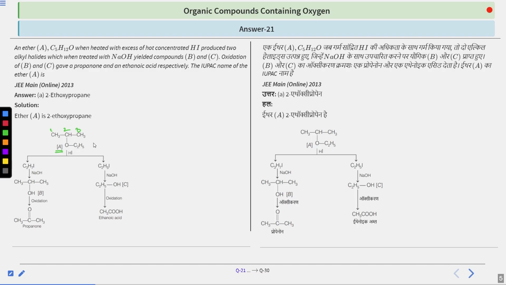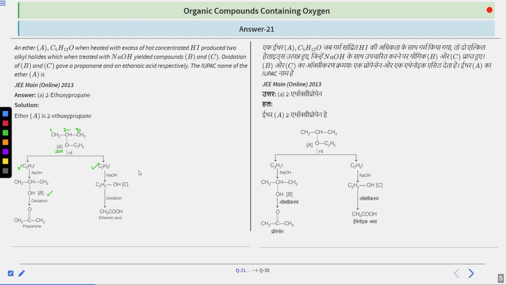And as the question says, when you react ether A with hydrogen iodide, it will give you alkyl halides like C3H7I and C2H5I, which, when treated with NaOH, yielded compounds B and C. So when you react this alkyl halide with NaOH, you will have a compound named B, which is CH3CHOHCH3. So it will be propanol. And when you react C2H5I alkyl halide with NaOH, you will get C2H5OH, ethanol, which is product C, right?